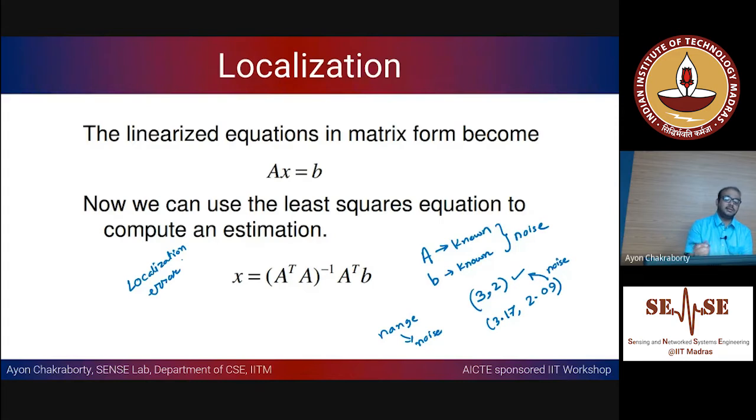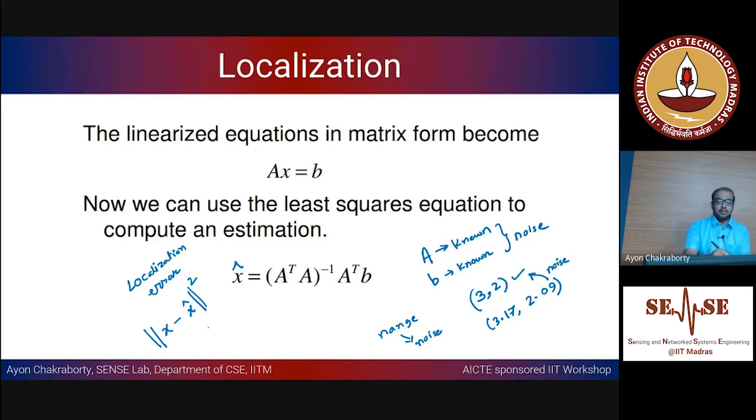Okay, localization error is what we can call this x cap, right? Because this is an estimate of the location. So if your true location was x and your estimated location is x cap, what we are interested in is basically the Euclidean distance between x and x cap. So this will be something that we will be interested in.